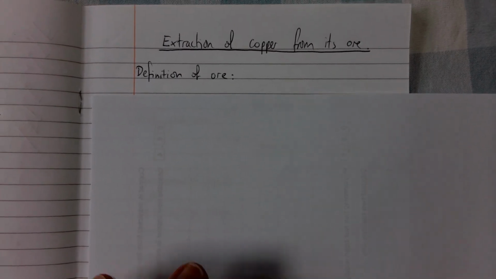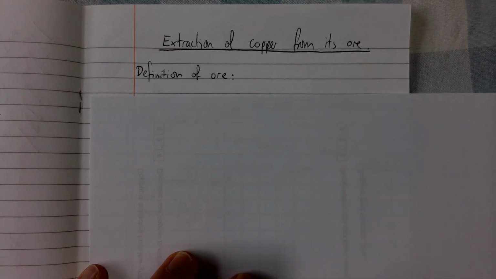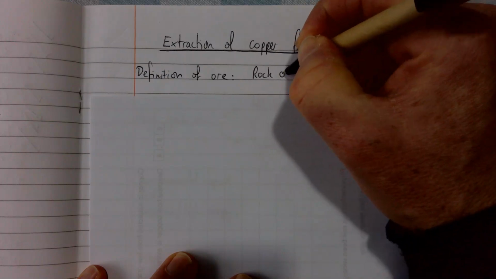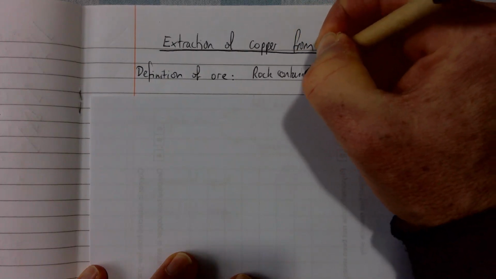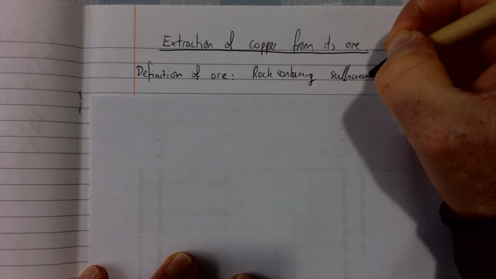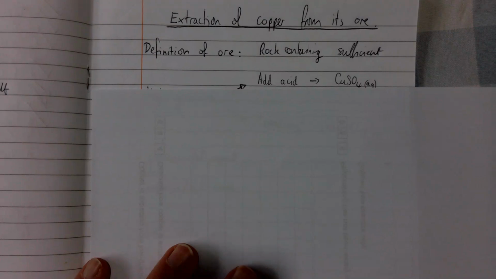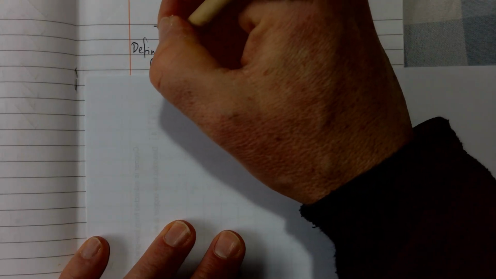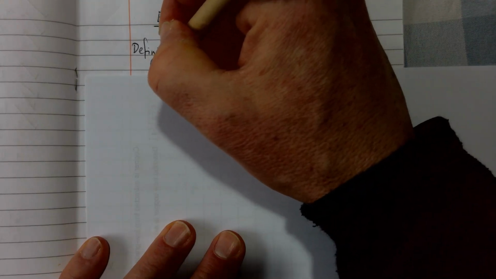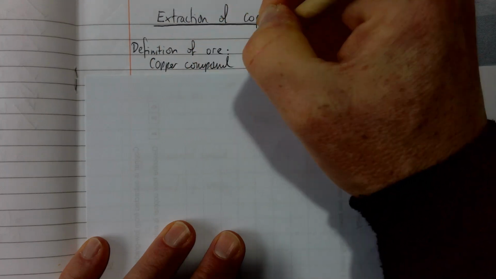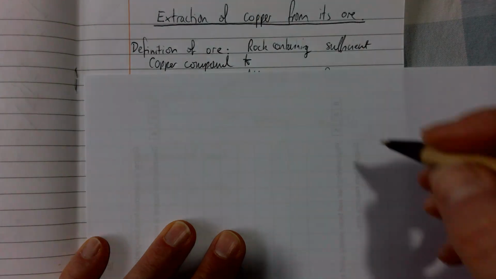So the first thing is let's make sure we know what we mean by ore. So an ore is rock containing sufficient copper compounds, so compounds of copper, so copper oxide, copper sulfide, or some other copper compound, or metal compound, in this case copper, to be kind of worth extracting financially.